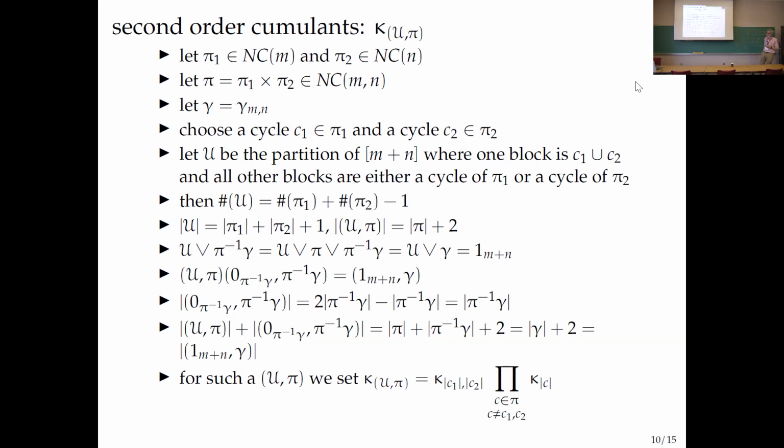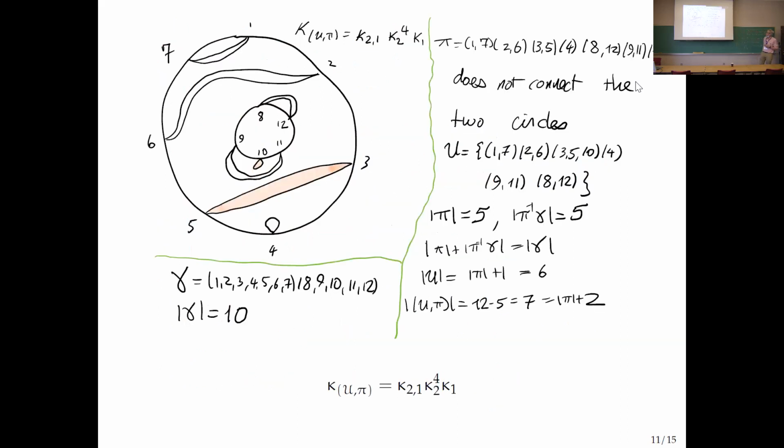Anyway, okay. So here's a picture. In order, I took a non-crossing partition on each circle, and then I colored that sort of peach color the cycle that I chose. On the outer one, I chose 3, 4. On the inner one, I chose 10. So you see that U will have 3, 5. So U has this one block, 3, 5, 10. All other blocks are just cycles of pi.